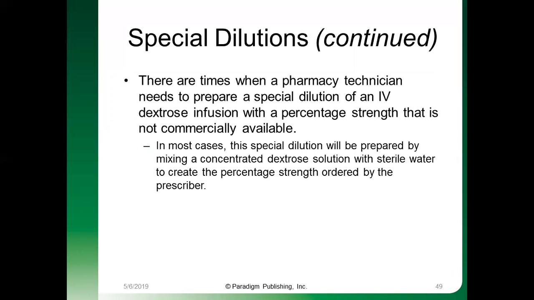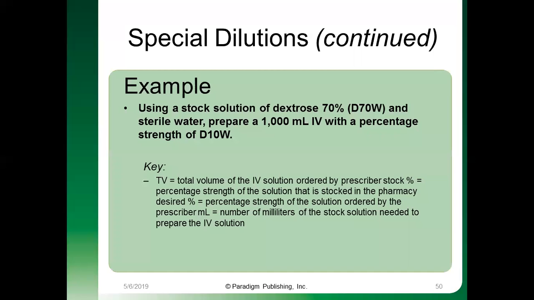There are times when a pharmacy technician needs to prepare special dilutions of IV dextrose infusion with a percent strength that is not commercially available. In most cases, this special dilution will be prepared by mixing a concentrated dextrose solution with sterile water to reach the percent strength ordered by the prescriber. So in this example, it says, using a stock solution of 70% dextrose and sterile water, prepare 1,000 milliliters IV with a percent strength of dextrose 10% W.